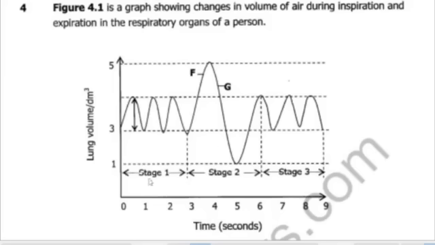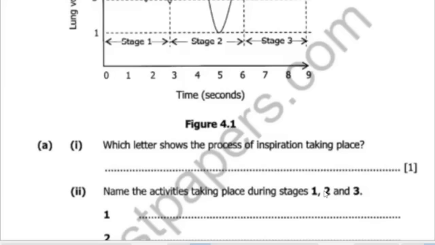So this graph is showing the stages. You can see the stages of inspiration and expiration. We have stage 1, we also have stage 2, then there are letters here F and G, then we also have stage 3. So let us now look at the questions. All right, so this is our question 1, question A1. Which letter shows the process of inspiration taking place?